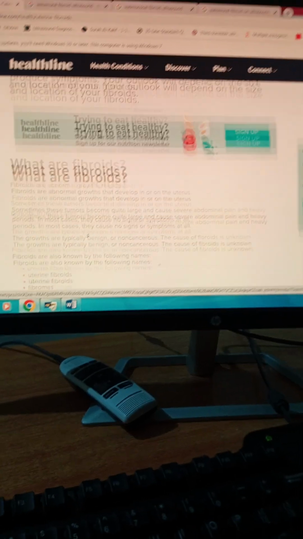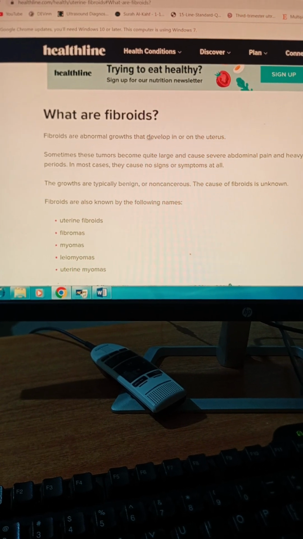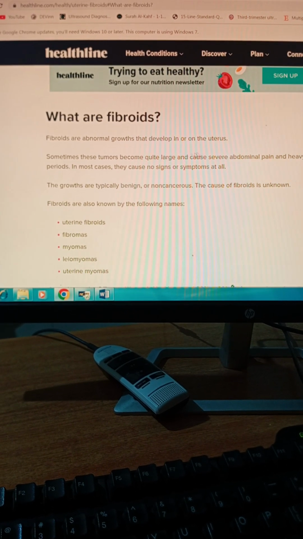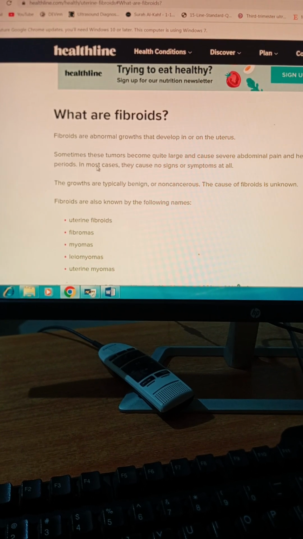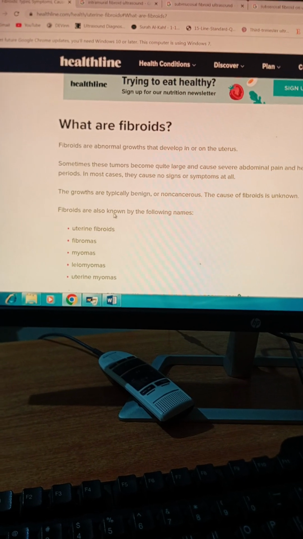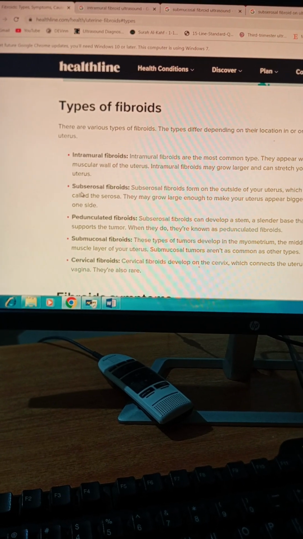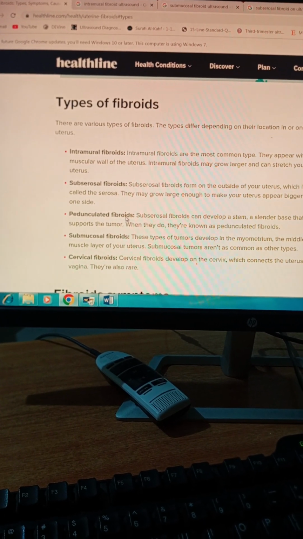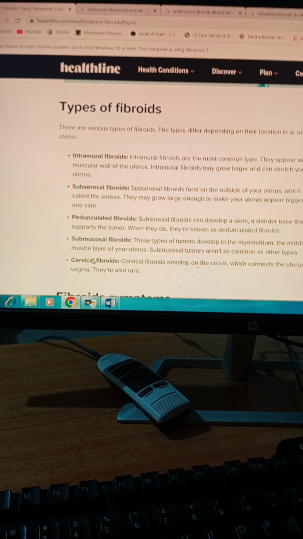So, guys, let's start with the uterine fibroids today. What are fibroids? Fibroids are abnormal growths that develop in or on the uterus. This means these are growths that could be in the wall or outside the uterus. What are the types of fibroids? Intramural, subserosal, pedunculated fibroids, submucosal fibroids, and cervical fibroids.